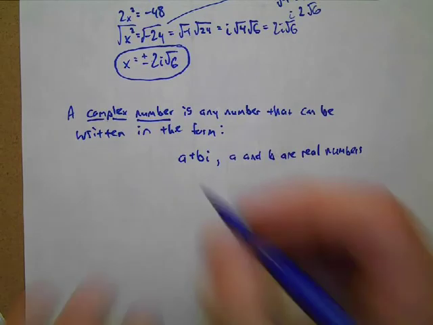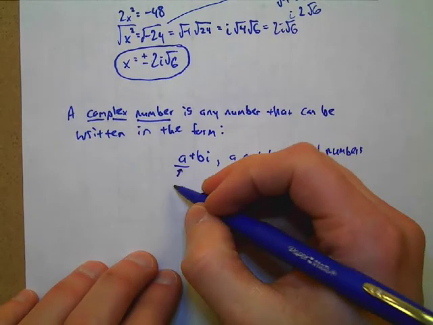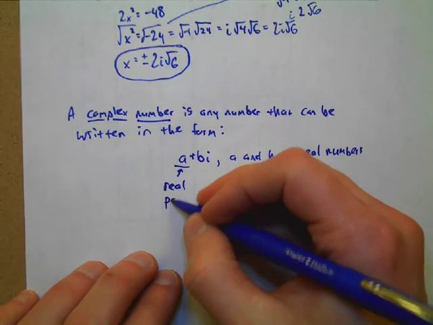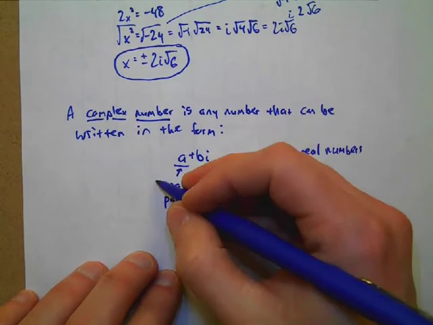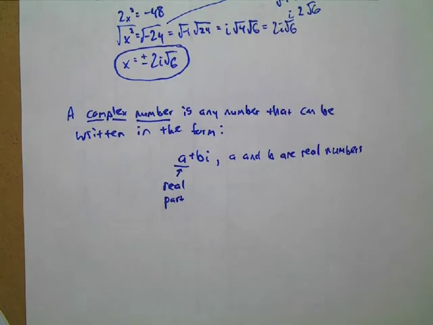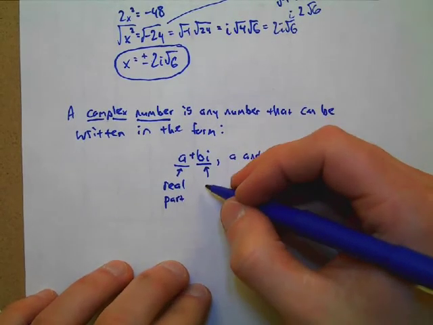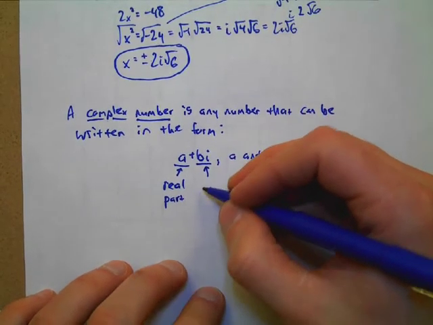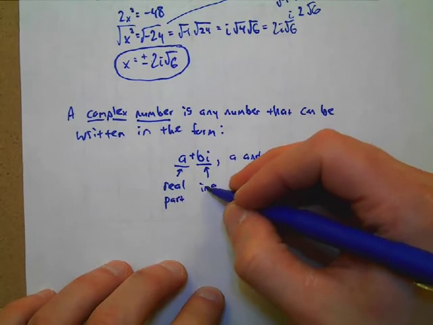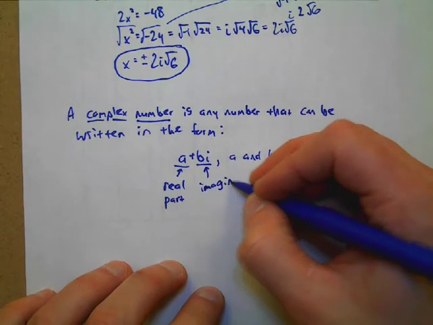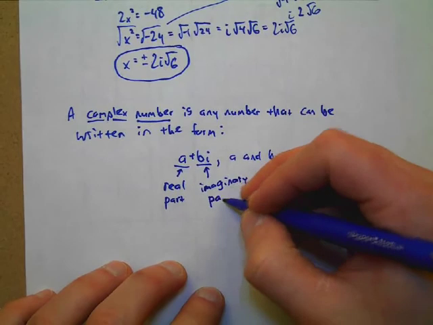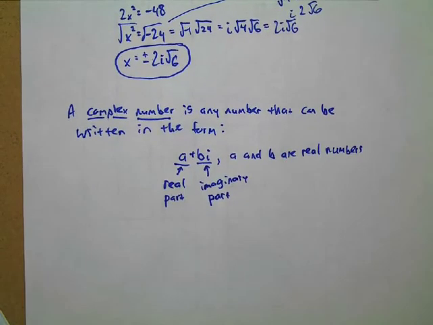The A part is referred to as the real part of the complex number. And anyone want to guess what the BI part is referred to as? Yeah, the imaginary part. Why do you think it's referred to as the imaginary part? Because it has the I, and A does not have the I, so it's the real part. So the complex number system marries the real and imaginaries together.